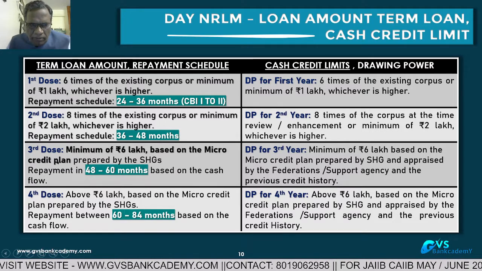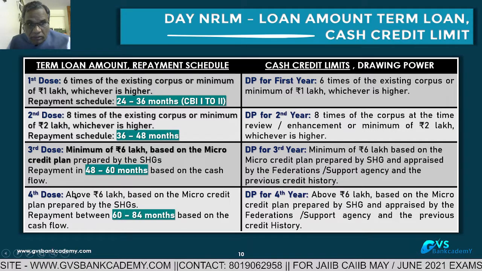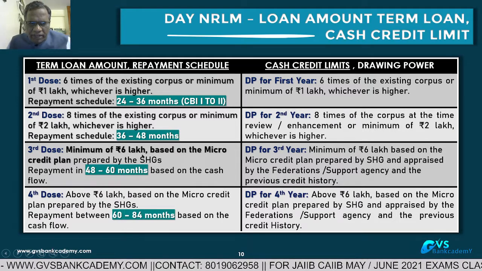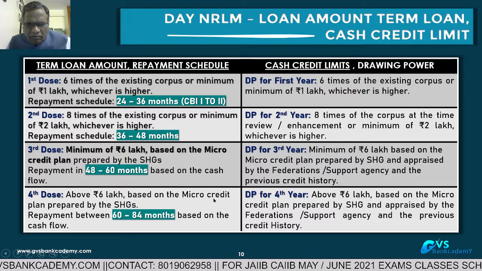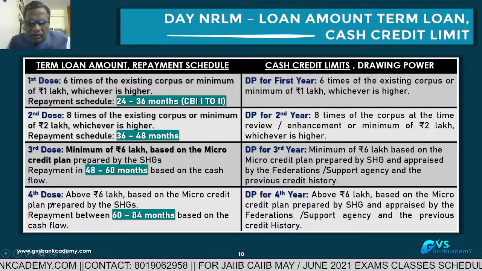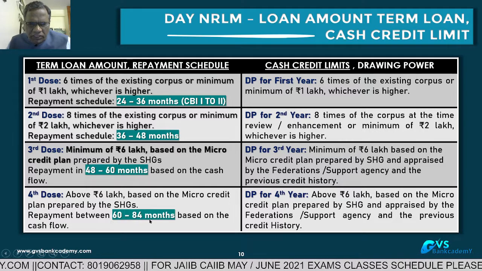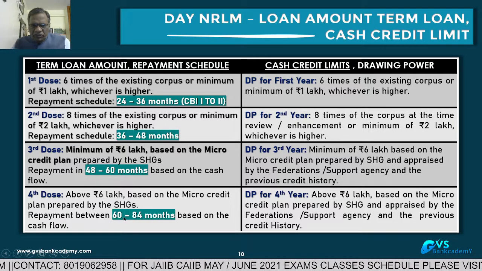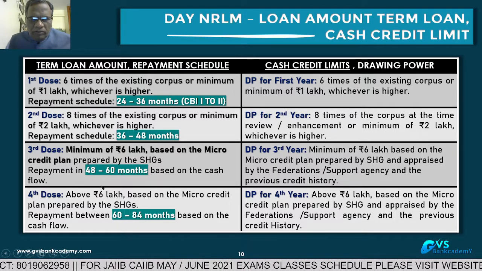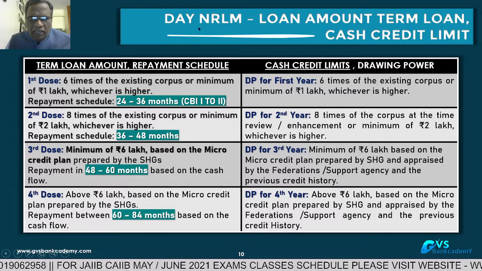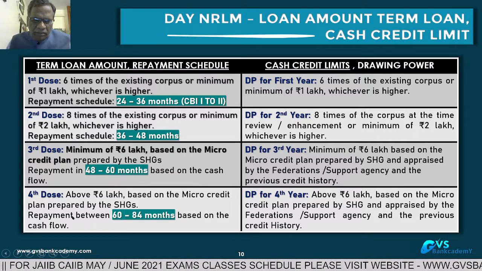Fourth dose: after closure of the third dose, they are eligible for the fourth dose onwards. Here the third dose was minimum 6 lakhs; under the fourth dose, they are eligible for above 6 lakhs based on the microcredit plan. Repayment period is 60 to 84 months. This is the term loan sanctioned to DAY-NRLM SHGs and its repayment, if you are sanctioning a term loan.